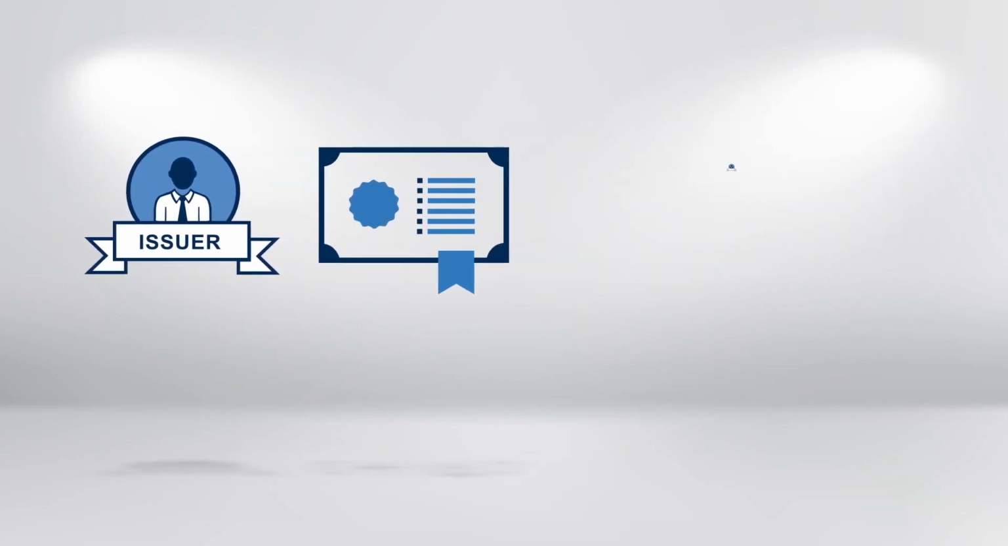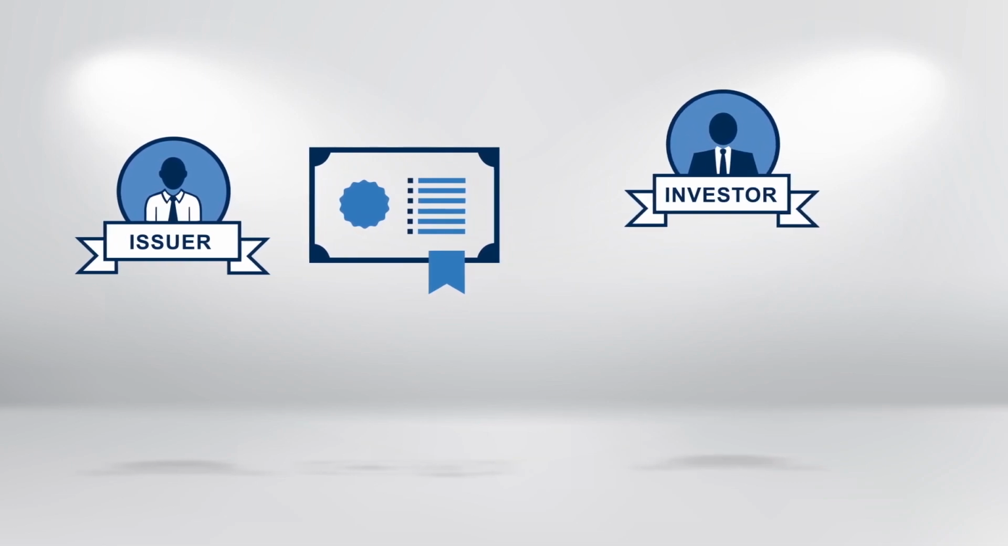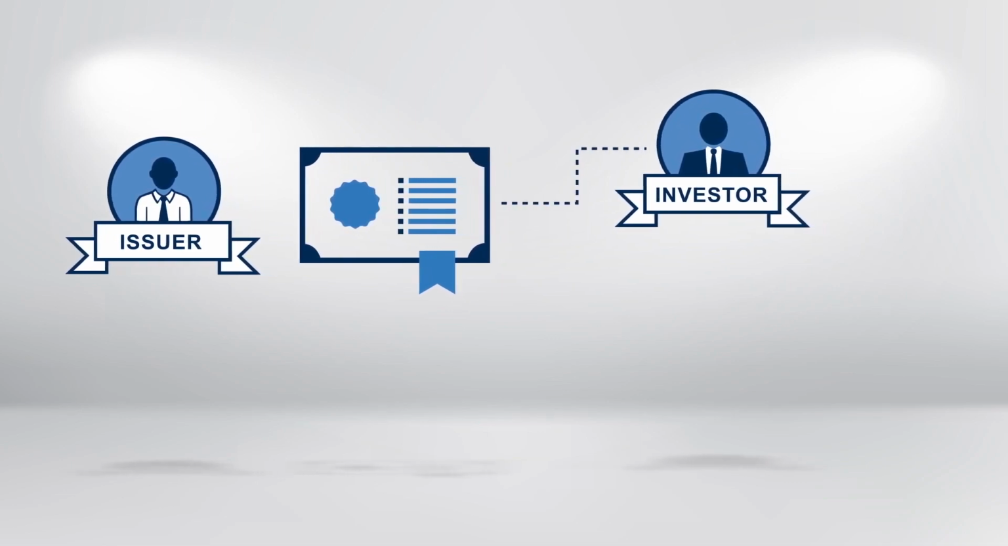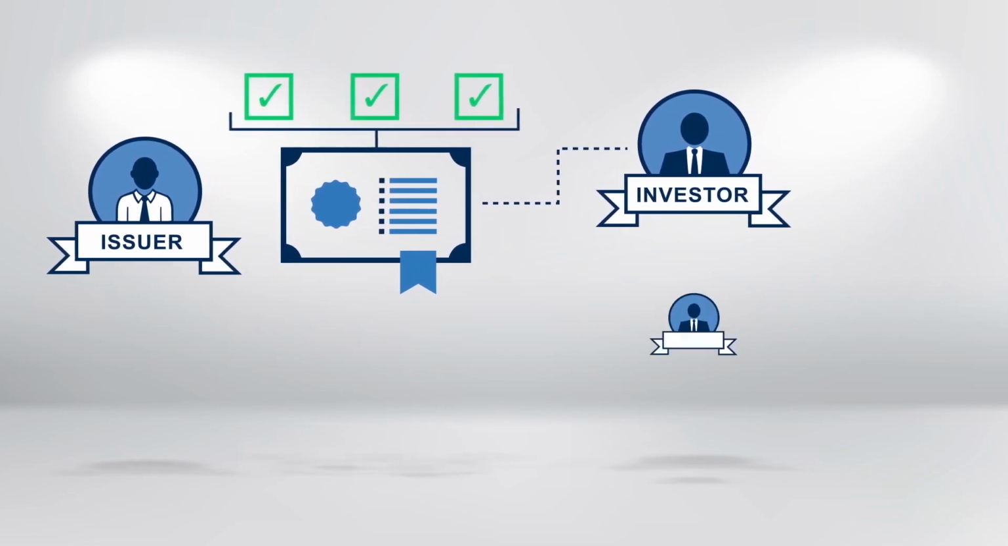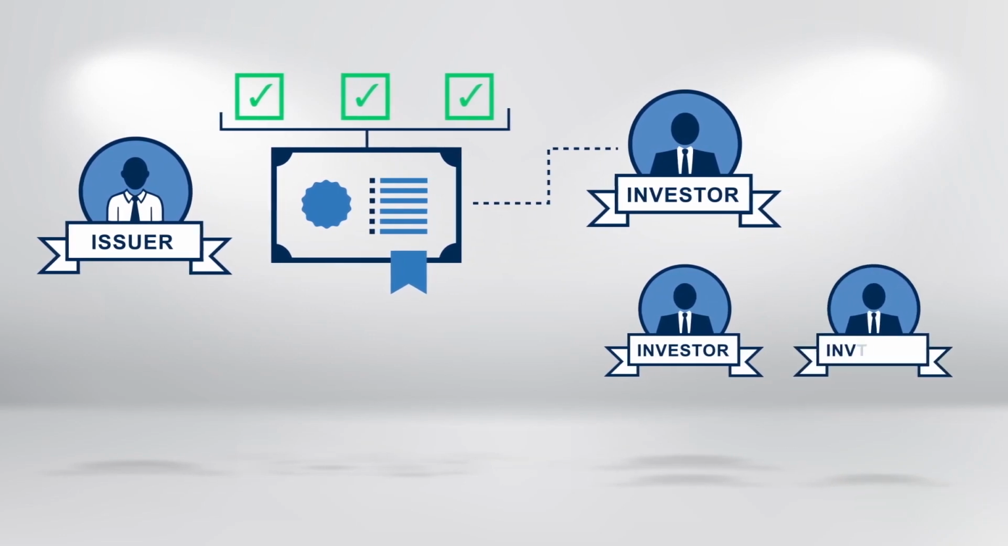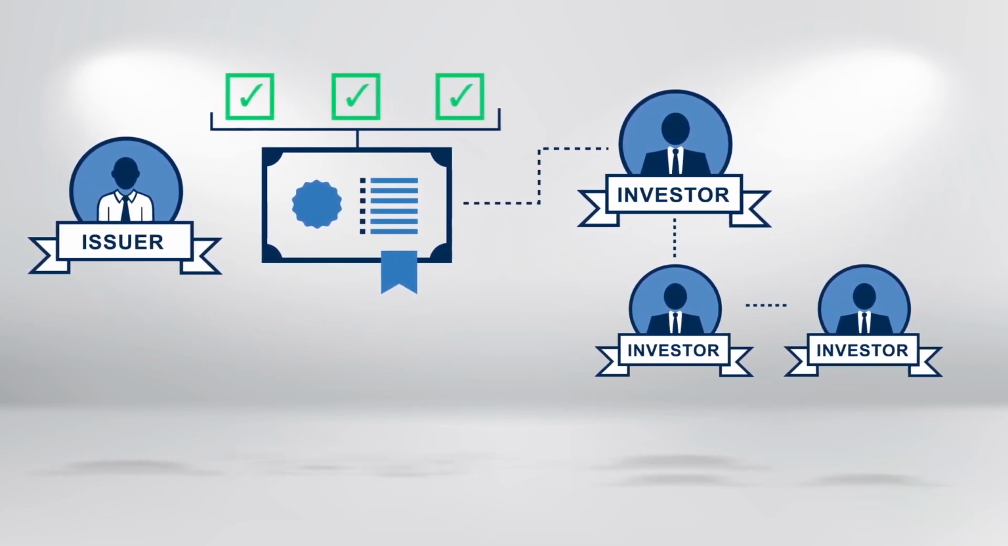A key difference between an IOU between two individuals and a bond is that the bond is transferable and has some standardized definitions and terminologies. These enable the bond to be traded easily between investors after it's been issued.